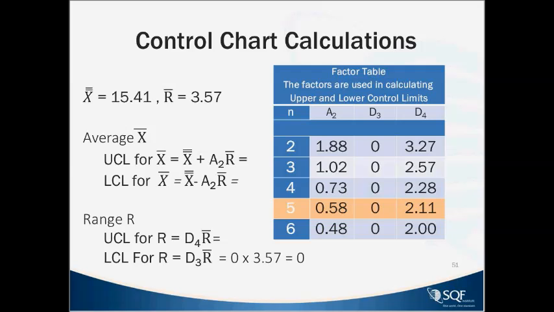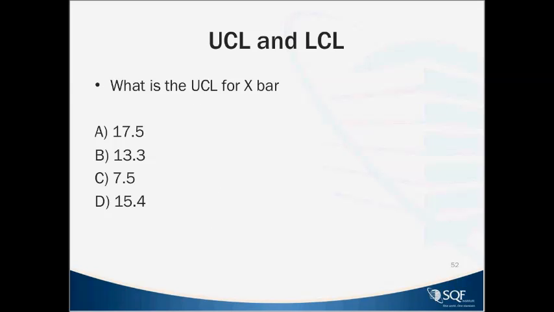So why don't you take a second and try to calculate the upper control limit for X bar. So we're looking at this X double bar plus A2 R bar. Do a quick calculation and tell me which one of these 4 answers you got. Or you don't tell me, I'll tell you, and then you can just self-check if you want.